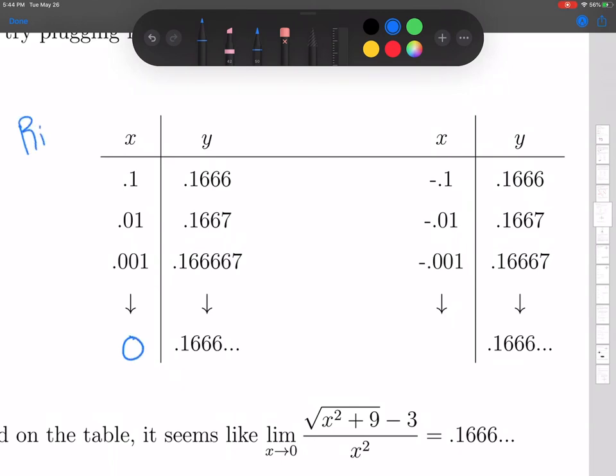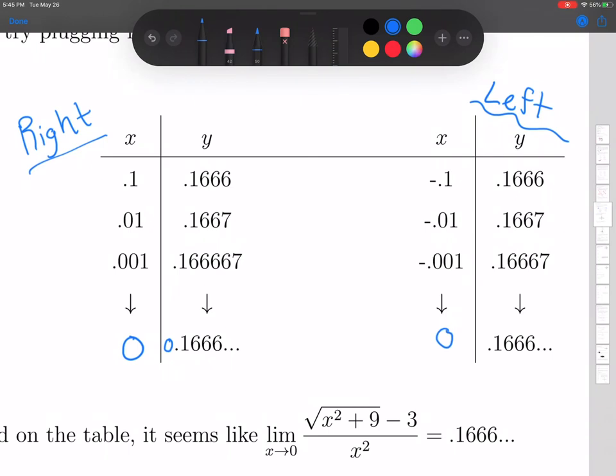Let's do this side first. This is from the right. This is from the right-hand side. This is a right-hand side limit. I'm getting closer to 0 from values that are to the right of 0. Looks like my y values are approaching 0. Let me put a 0 there. 0.1666, and then it keeps going on. Okay, so we'll just leave that for a second. Then if we look at our left-hand side, so we'll put left over here.